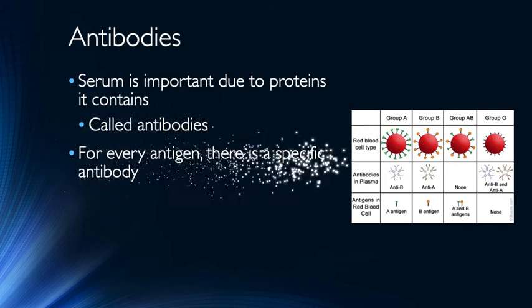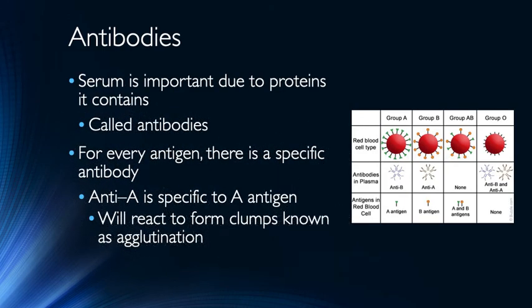But for every antigen we have an antibody. Okay, so the serum is the important portion here in determining what our blood type is. These antibodies are proteins that float around within the serum, and for every antigen, there's a specific antibody. So anti-A is going to be specific to the A antigen, which means that if an anti-A antibody comes in contact with an A antigen, they will link together and start to clot. And this is known as agglutination.